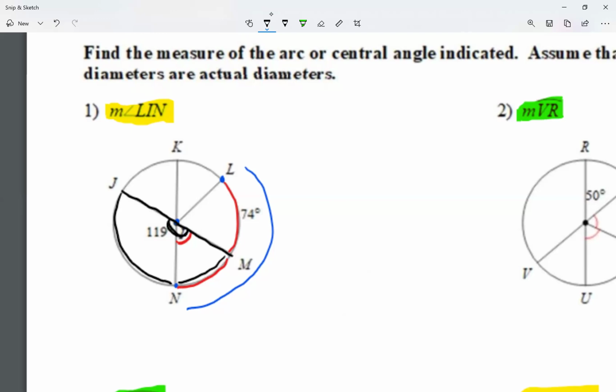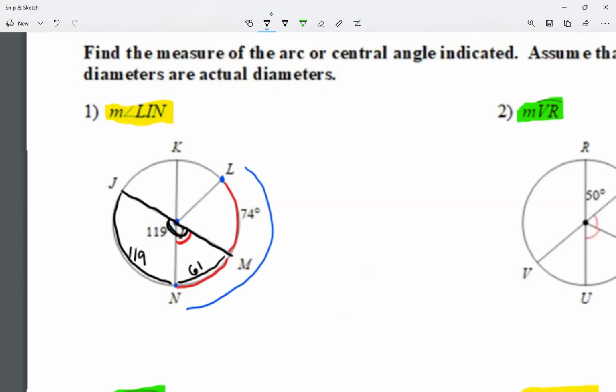Remember, a diameter cuts the circle in half. The whole circle is 360. So wouldn't the half be 180? I see this part is 119, right? You see the angle in there? So I'm going to say this arc right here is 61 degrees, because combined, it has to be 180.